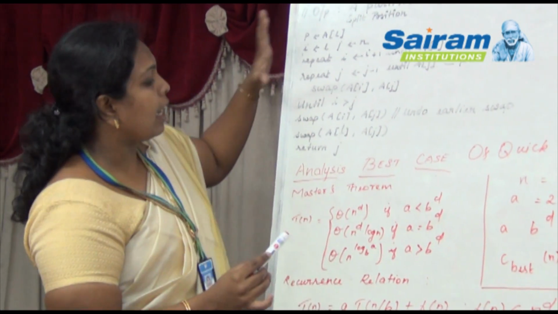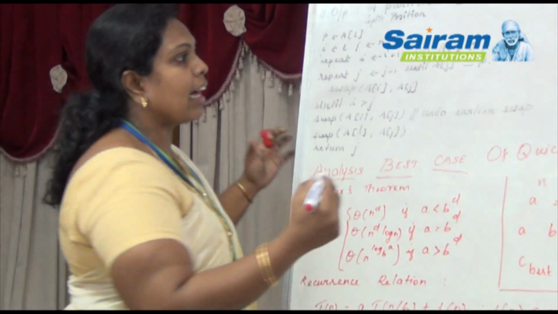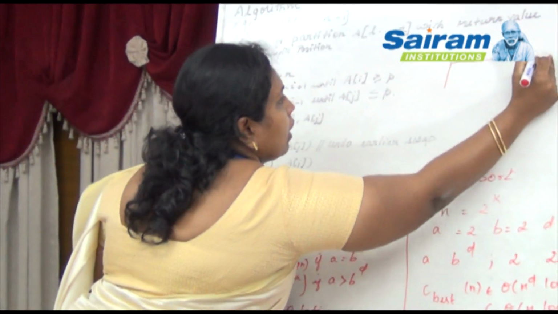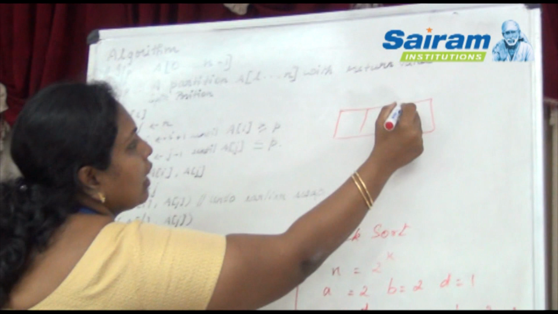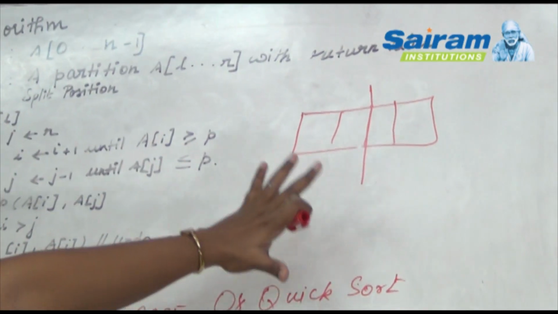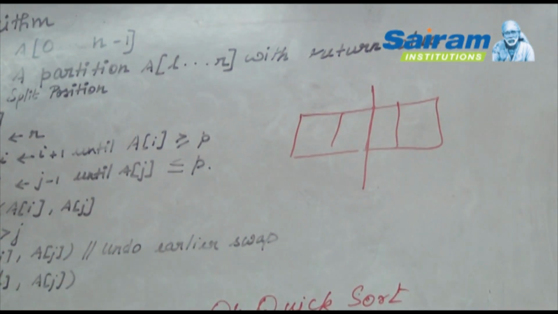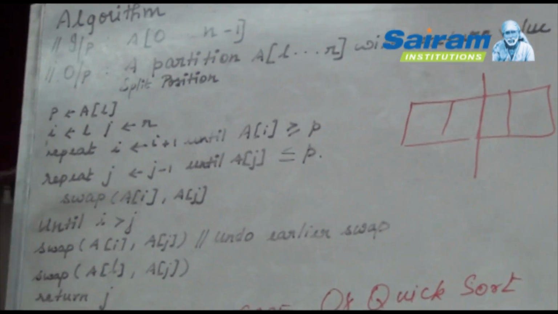Next, we are going to analyze this algorithm, starting with the best case. The best case is nothing but every time the array will be divided exactly at the middle. With this, we are going to analyze this algorithm.